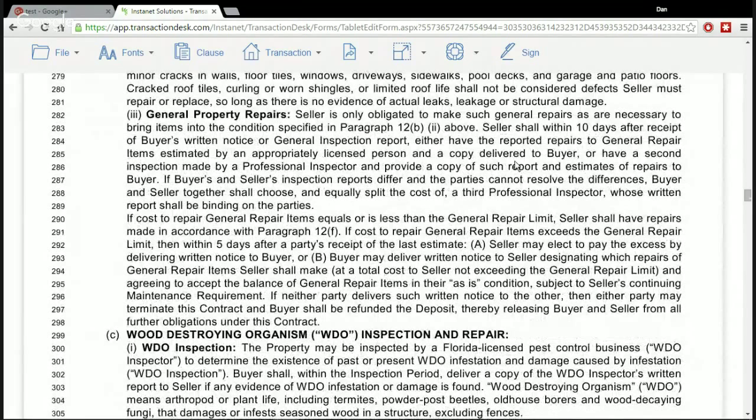Okay. Within 10 days after receipt of buyer's written notice and general inspection report, the seller shall either have the reported repairs estimated by an appropriate licensed person and a copy delivered to buyer, or have a second inspection made by a professional inspector and provide a copy to the buyer. If the buyer and seller's inspection reports differ and the parties cannot resolve the differences, they're supposed to get together and choose and split the cost of a third inspector, whose report will be binding. That'll be the decision maker. So that's how you handle any disagreements there.